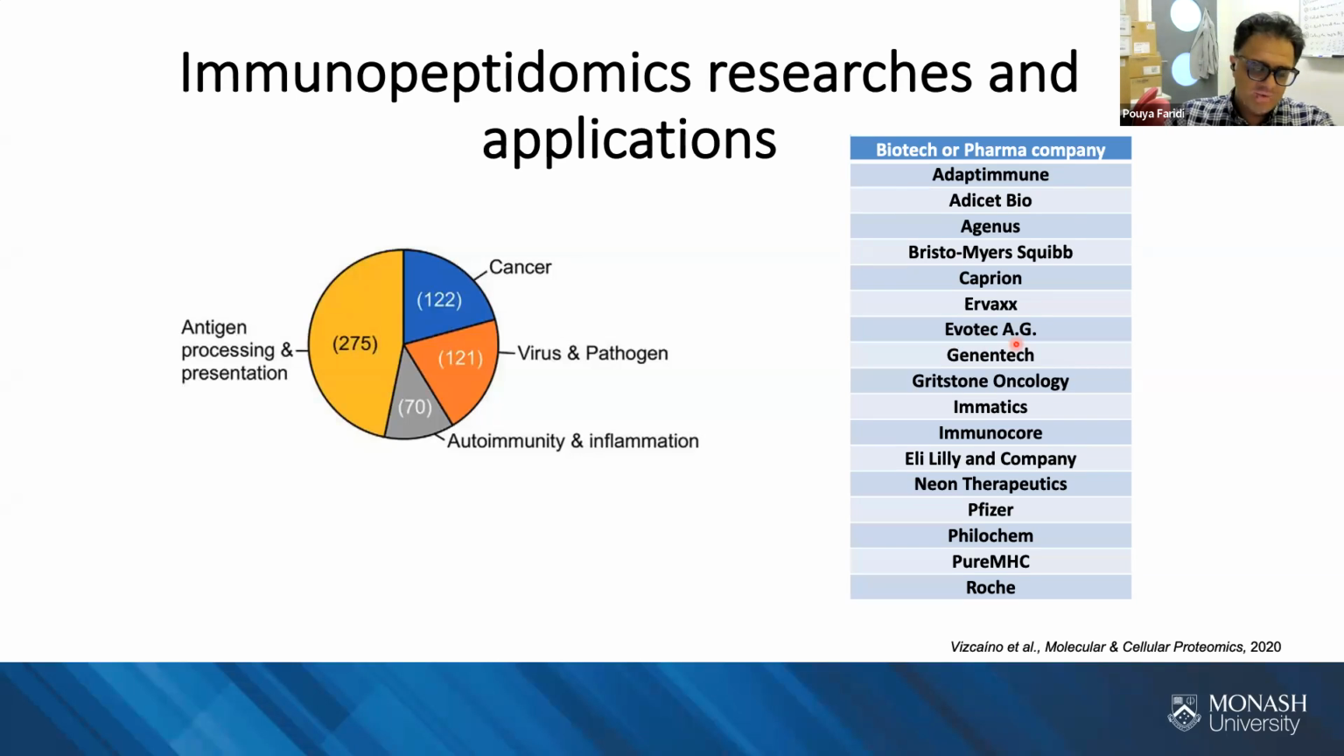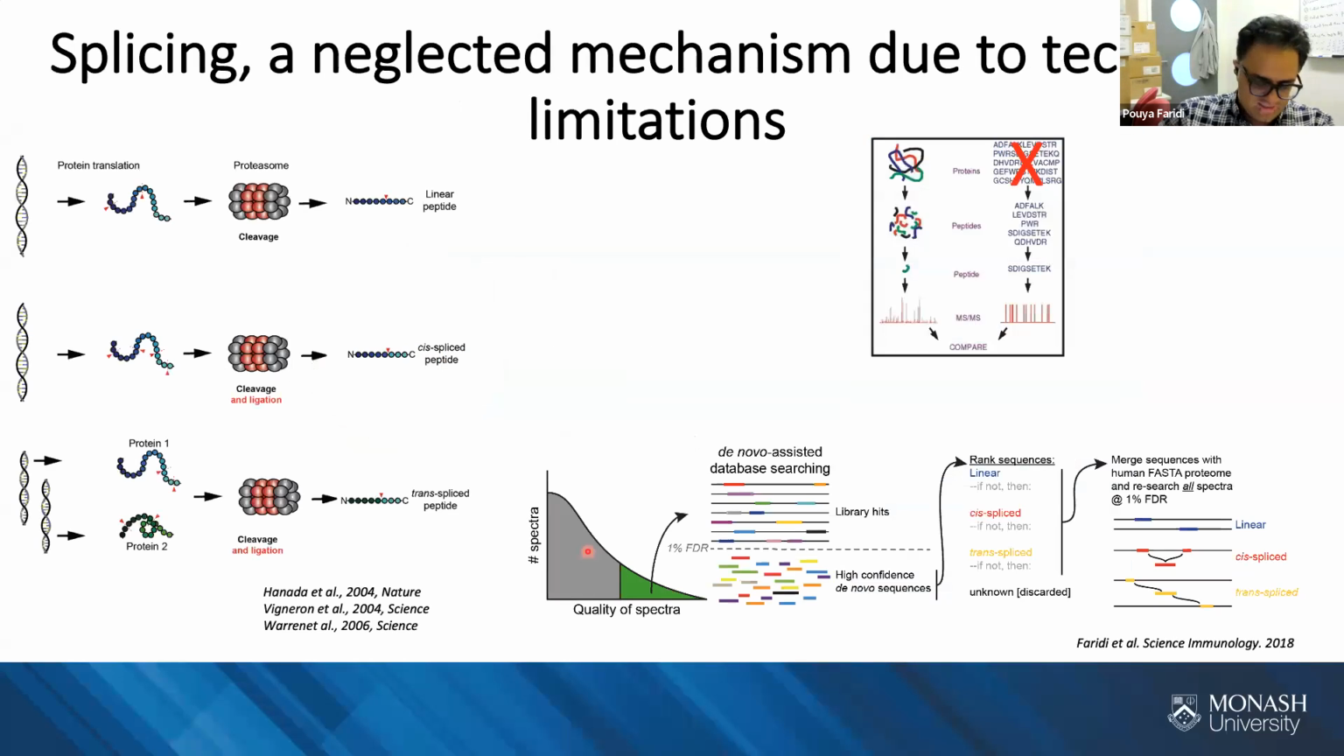So it sounds like immunopeptidomics is straightforward, but what I want to show you here is that it's straightforward because it has its own complexity. Go to the next slide.